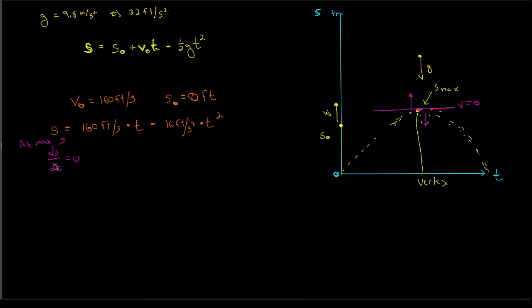So at the max of s, the derivative of s equals 0. Let's take the derivative, s prime. I have a constant times t, so the power rule says I take my power out front. That's 1 times 160, and bring my power down, that's t to the 0. So I'm going to have 160 feet, minus, now I'm going to take the 2 out front. I'm going to use my power rule, so I get 32 feet per second times t.